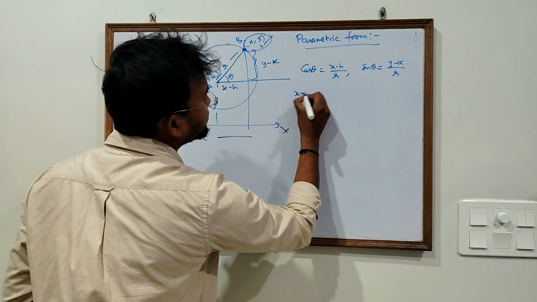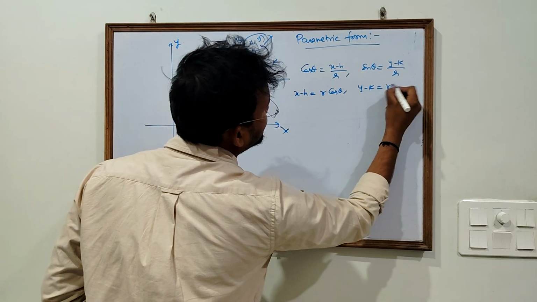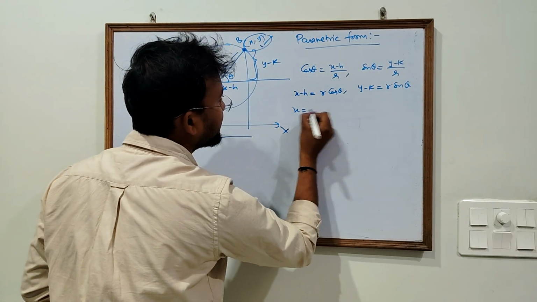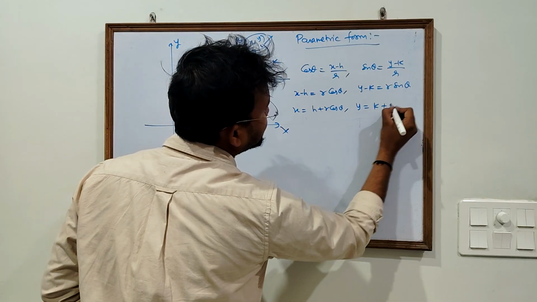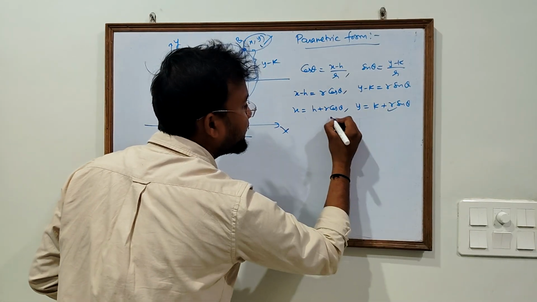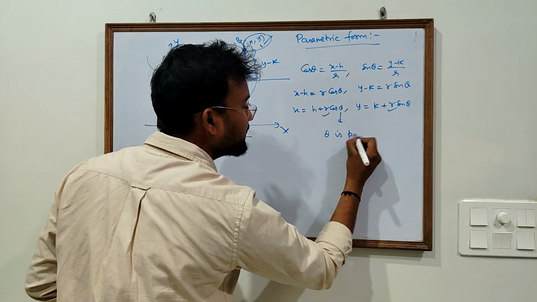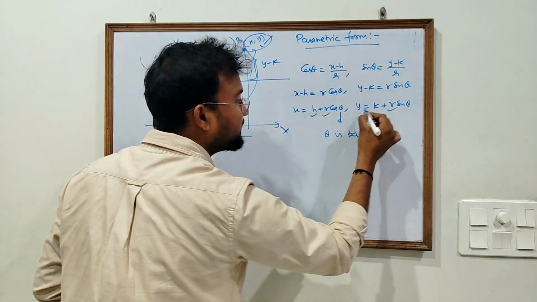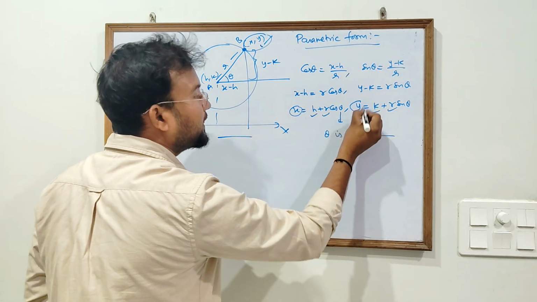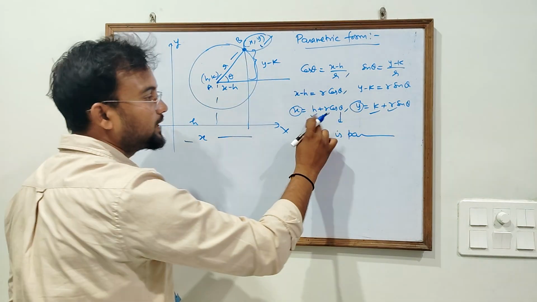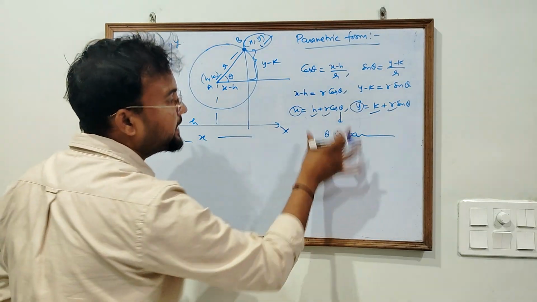So here x minus h is equal to r cos theta and y minus k is equal to r sin theta. So from here x is equal to h plus r cos theta and y is equal to k plus r sin theta. Here r is the radius, theta is the parameter, and h comma k is the center of the circle. So you have converted the x comma y, that is any point on the circle, into parametric form, where theta is the parameter.